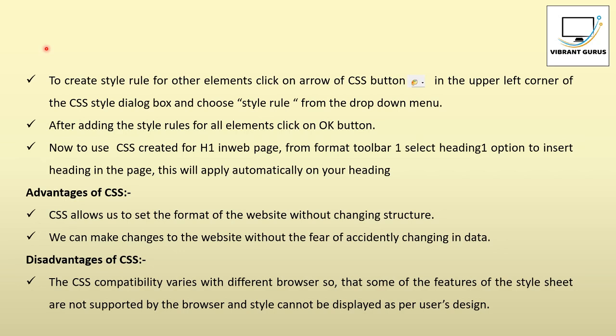So like this we can create style for other tags also. For that, click on arrow of CSS button in the upper left corner of the CSS style dialog box and choose style rule from the drop down menu. After adding the style rules for all elements, click on OK button. Now to use CSS created for H1 in web page, from Format toolbar 1, select Heading 1 option to insert heading in the page. This will apply automatically on your heading.